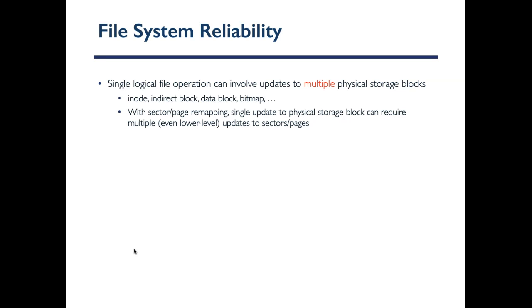Now, what happens if in the middle of creating a file, you have changed, let's say, your directory structure, but you haven't changed your bitmap, and then your system crashes. So in the middle of creating a file, your system crashes. Now, if you come back from that crash, you have inconsistency in your system. Your file system says something, your bitmap says something else.